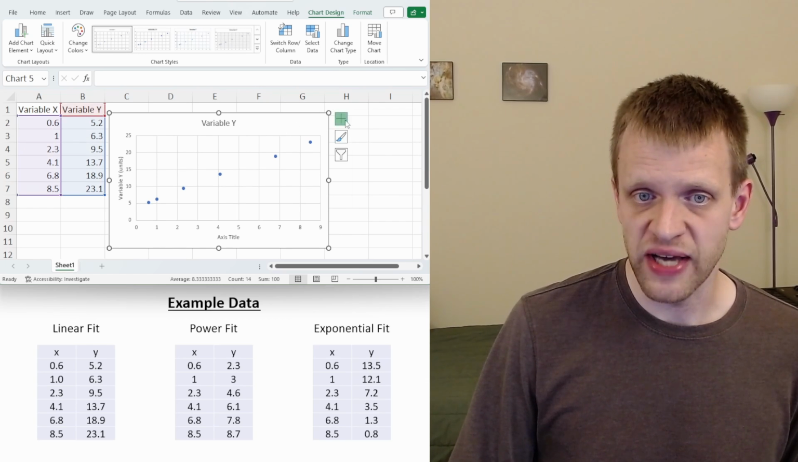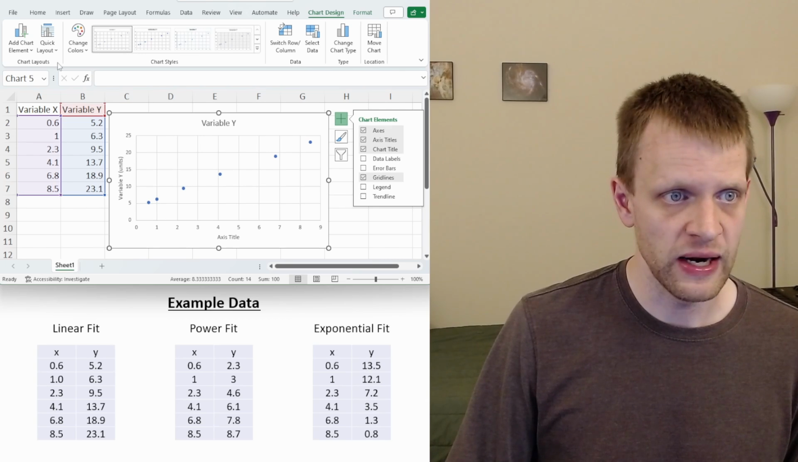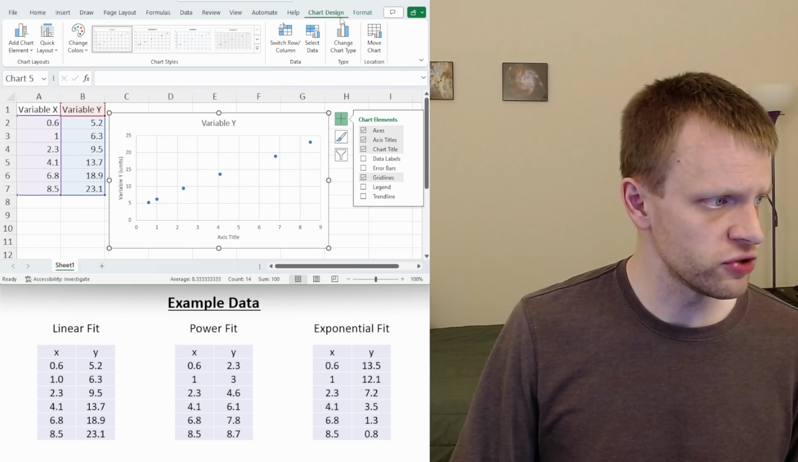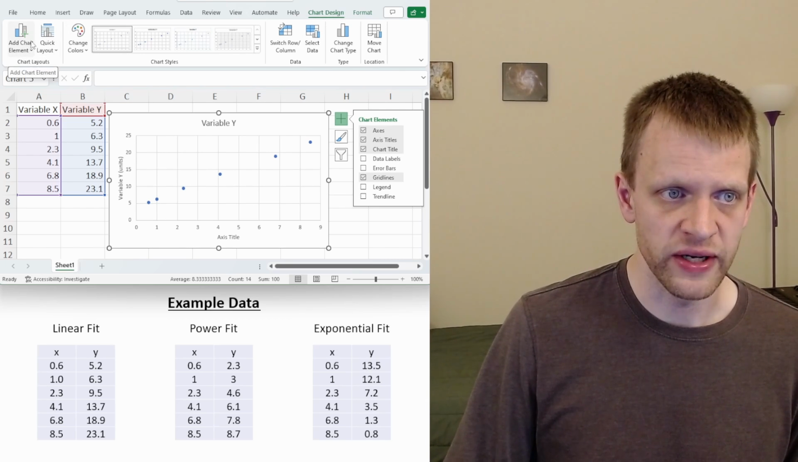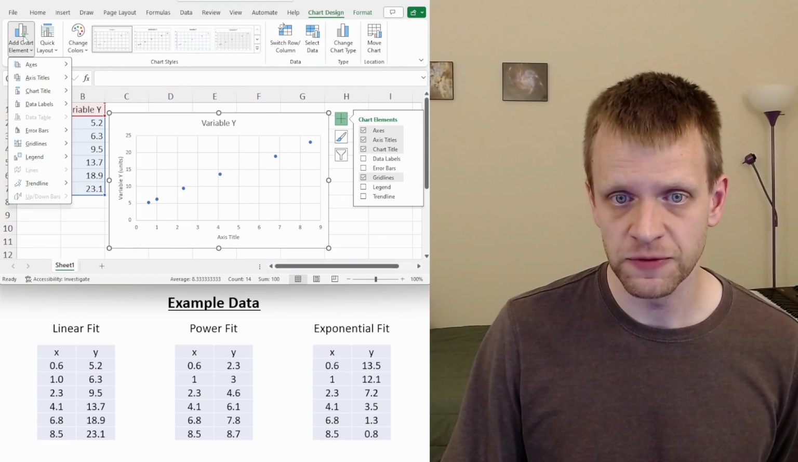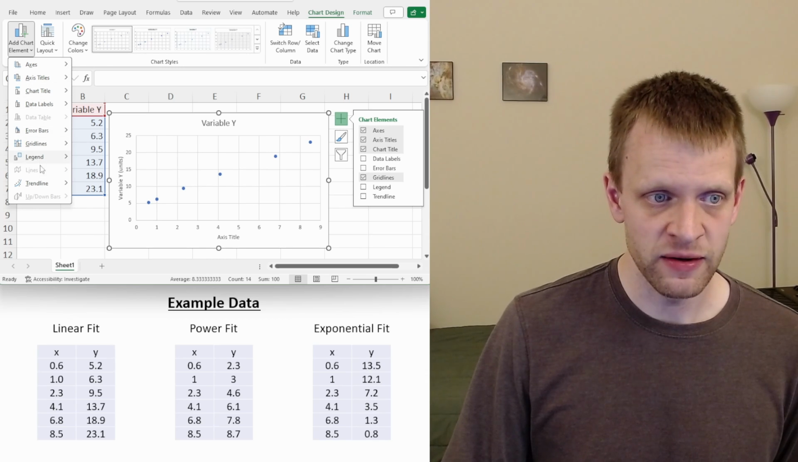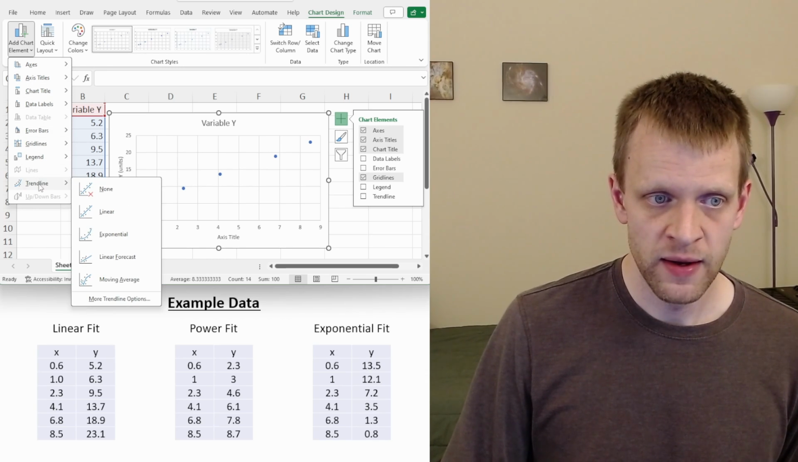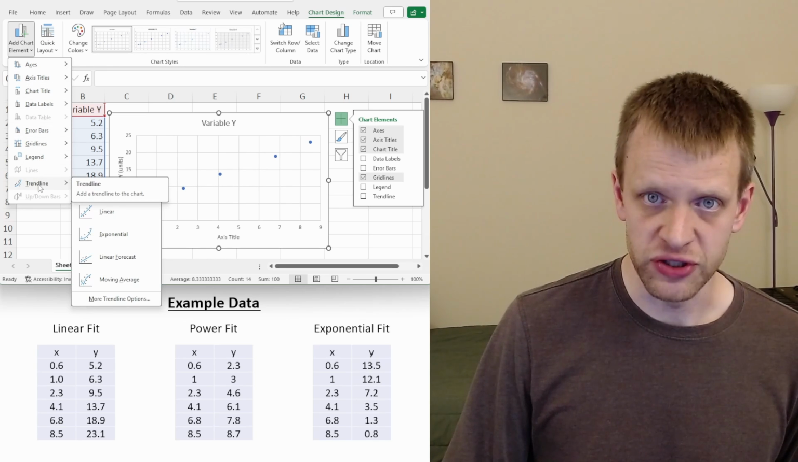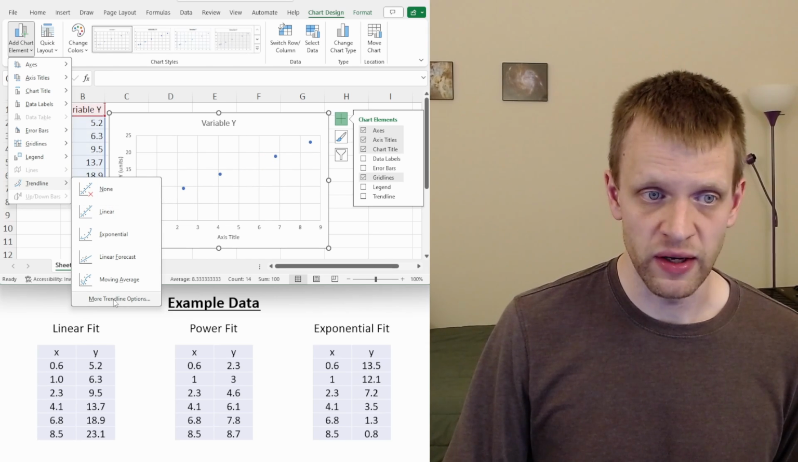And also notice that all of these chart elements can also be found by clicking on the graph, making sure you're on chart design, and then looking at this button over here, add chart elements. It's got the same set of options. Okay. So the one that we're going to want to specifically add is this trend line. Now, there's a lot of automatic options that show up on here. I recommend going to more trend line options.